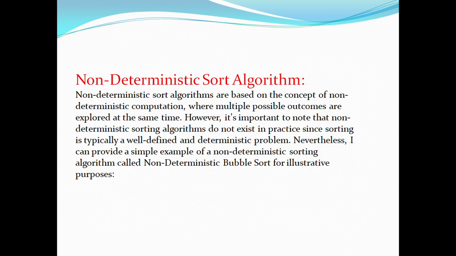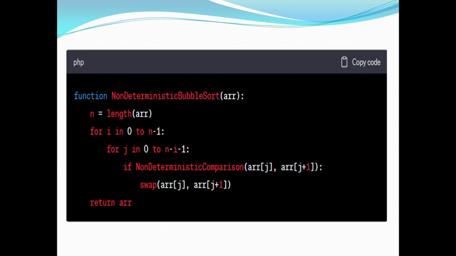Now the non-deterministic sort algorithm. Non-deterministic sort algorithms are based on the concept of non-deterministic computation, where multiple possible outcomes are explored at the same time. However, it is important to note that non-deterministic sort algorithms do not exist in practice, since sorting is typically a well-defined and deterministic problem. Nevertheless, I can provide a simple example of a non-deterministic sort algorithm, called non-deterministic bubble sort, for illustrative purposes. The code is given in the below black box.